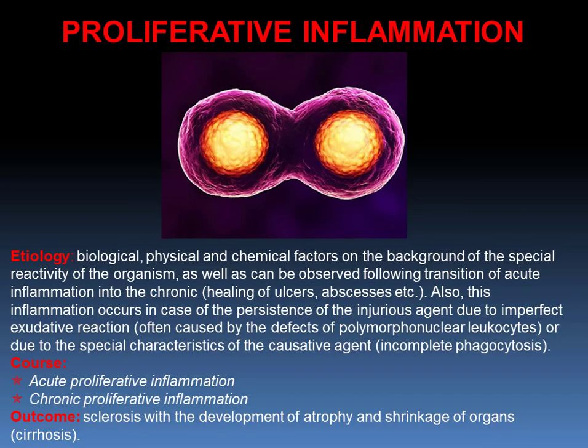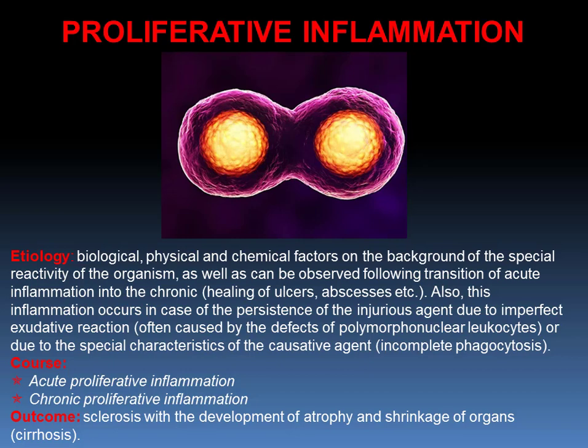Now we are speaking about proliferative inflammation. In proliferative inflammation, as we can understand from the name, the proliferation phase is predominant. In etiology, we need to mention chronic viral infections, biological, physical, and chemical factors on the background of special reactivity of the organism. For example, we can see transition of acute inflammation into the chronic, in healing of ulcers, abscesses, and so on.